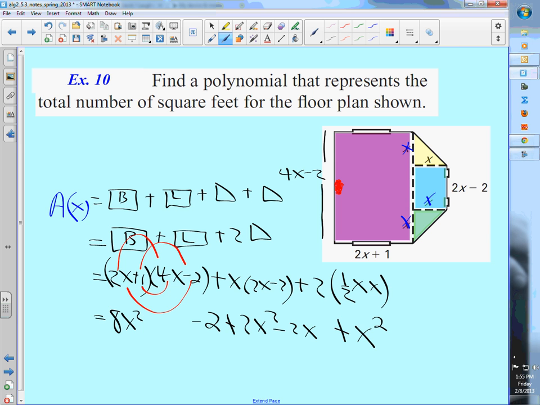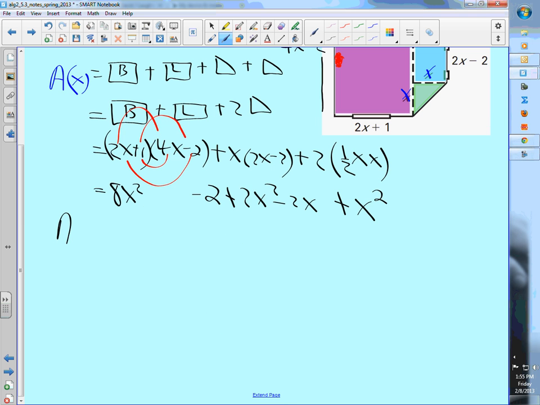So now all you have to do is combine like terms. A of x. Say x first. Okay, so 8x squared, 2x squared, and 1x squared make 11x squared, minus 2x, minus 2. That's your area.